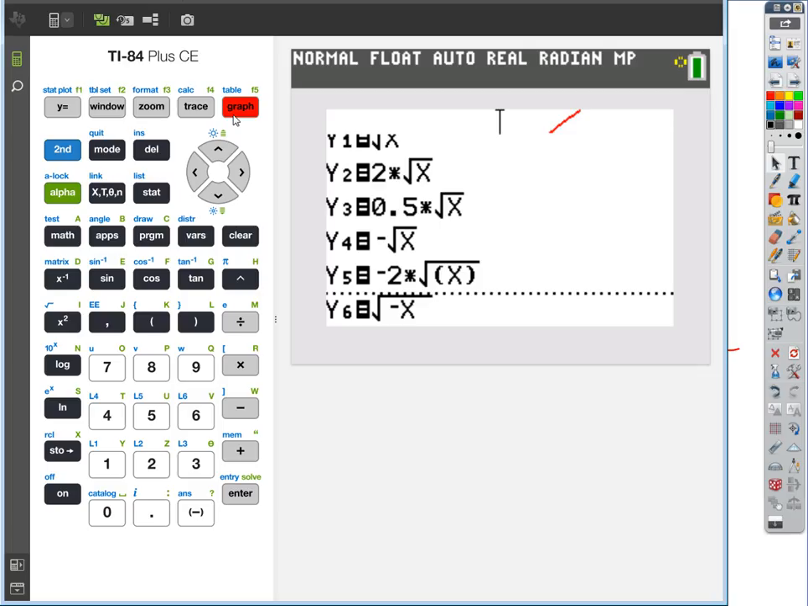Okay, make sense? So what if I want to reflect it over the y-axis and stretch it vertically by a factor of 2? What do I do there? 2 times the square root of x. Yeah. Okay, then I'd put the 2 on the outside, right? Make sense? Okay, but now I've got a different one for you.